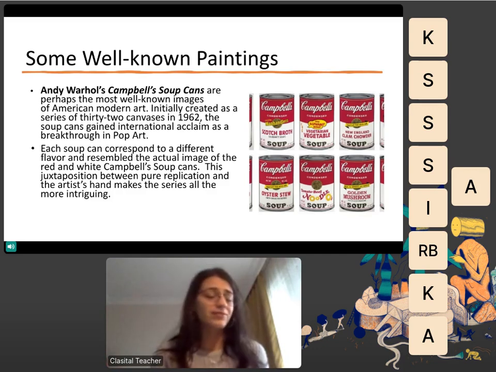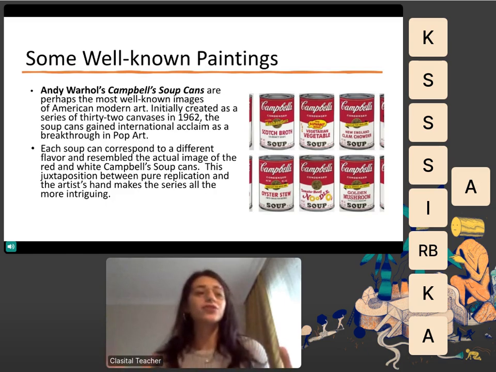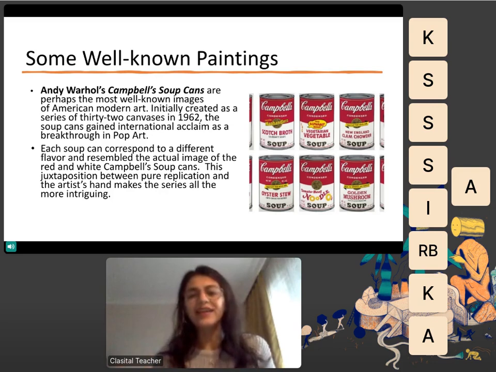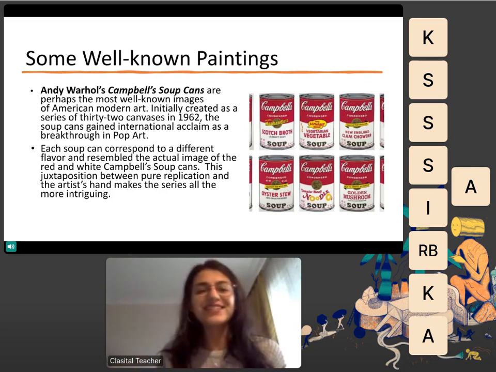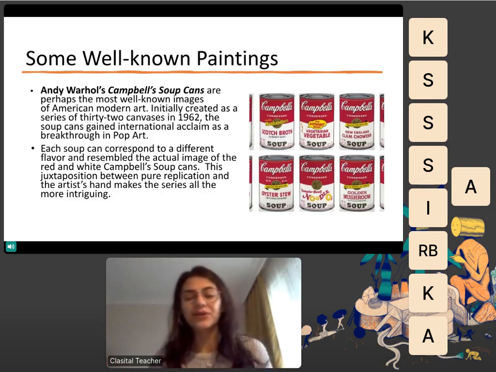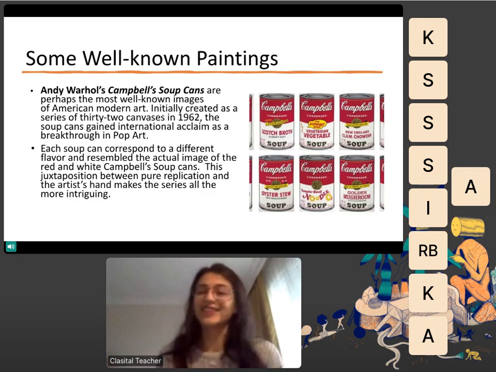So juxtaposition basically means that we're putting two different, like, opposite things in the same image or thing, like in a piece of writing. Juxtaposition means that two different things, two opposites, come together in something. And this is actually a really good example of that. Any questions about any of these, or how to explain paintings, and which words to use, maybe, or any words that you don't know? And I will try to explain them as much as I can.